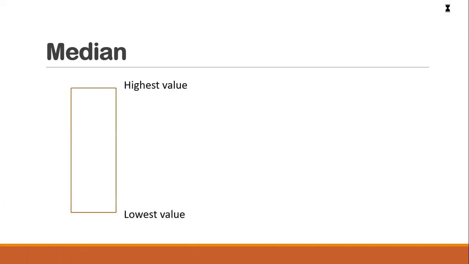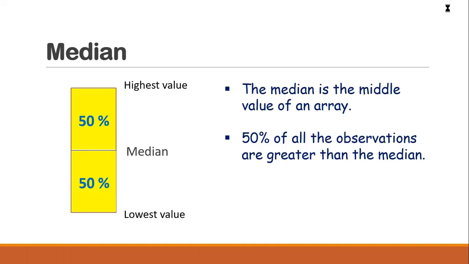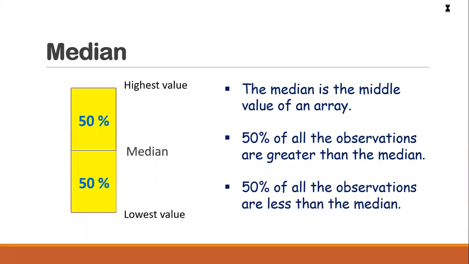The median, a measure of central tendency, is also considered a measure of location since it locates the middle value of an array. The median is the middle value of an array. Therefore, 50% of all the observations are greater than the median, and 50% of all the observations in the dataset are less than the median.